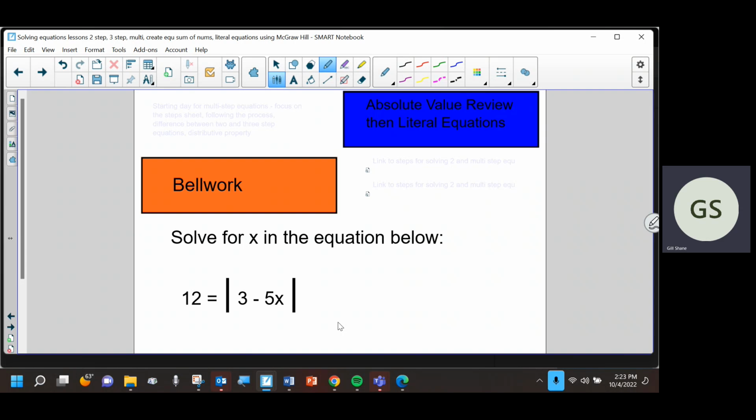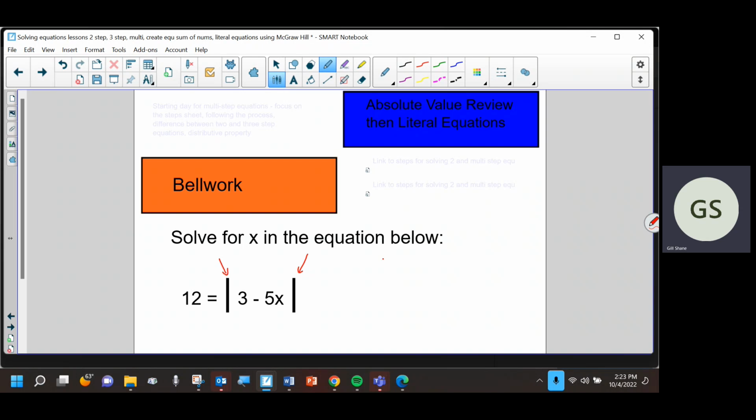So we did absolute value in the last class. If you missed that lesson, that one is recorded. It should be posted by the time you see this one. But a quick review of absolute value is that absolute value and the symbol for absolute value are these big thick lines around a number.